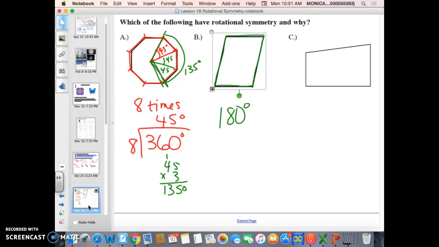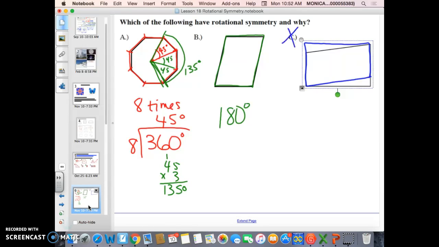So last shape. Again, this is not in your packet yet. You're just learning how to do it. So there's 90. No, this does not even have rotational symmetry. So this one doesn't even have rotational symmetry, so we can't determine the degrees.